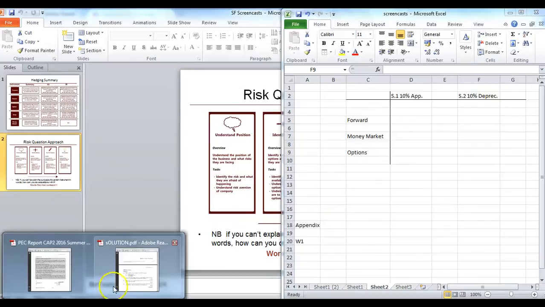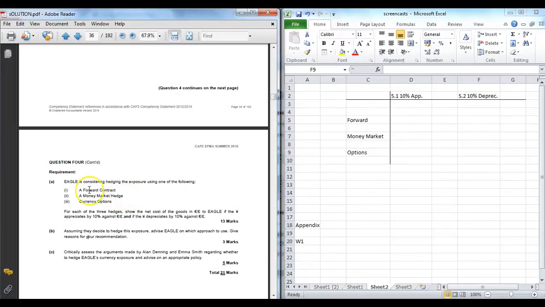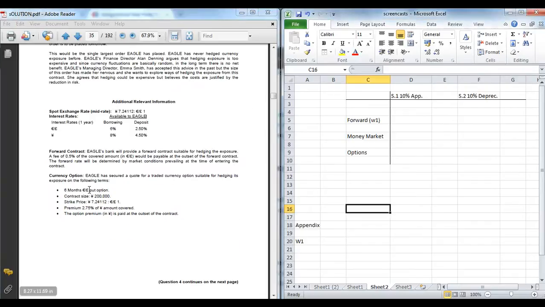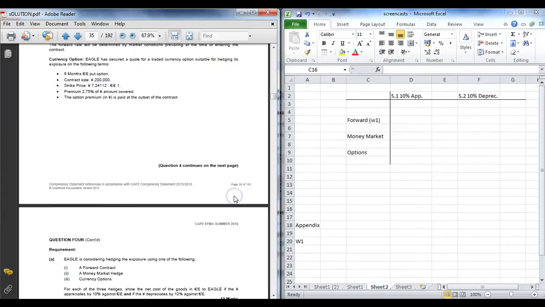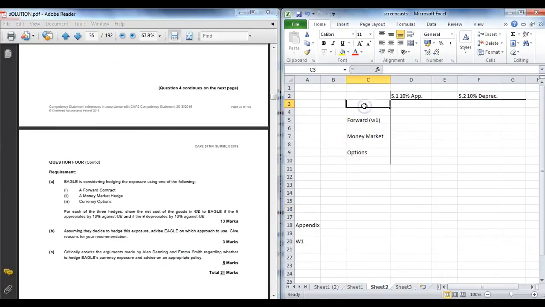So if we go back to the question, we have 3 to do: forward, money market, and currency option. I always tell students start with the easiest one. If there is an alternative, and sometimes there is, of an unhedged or do nothing, that is typically the most straightforward one to start with. So although it's not here, we'll have a look at how you would actually calculate the unhedged portion. So here we have to first figure out what are the spot rates under both scenarios.